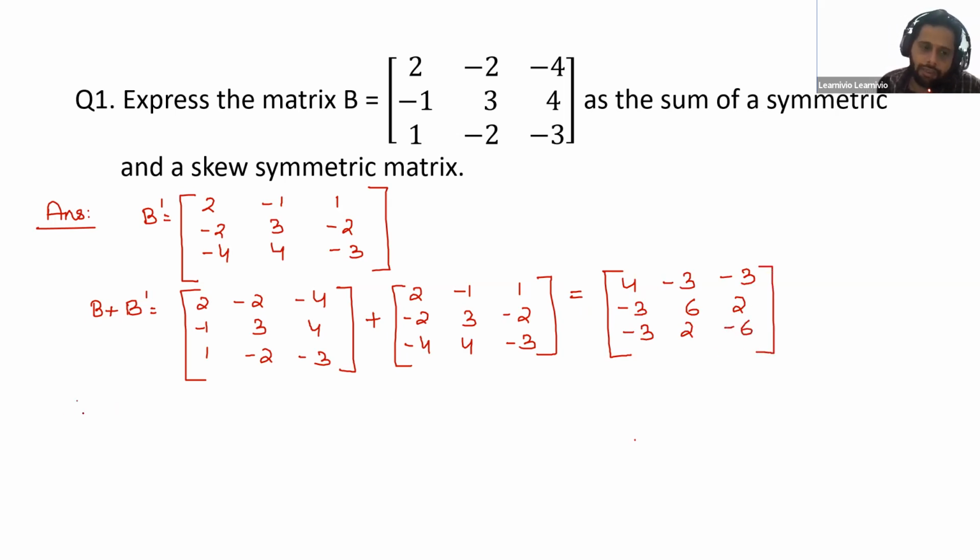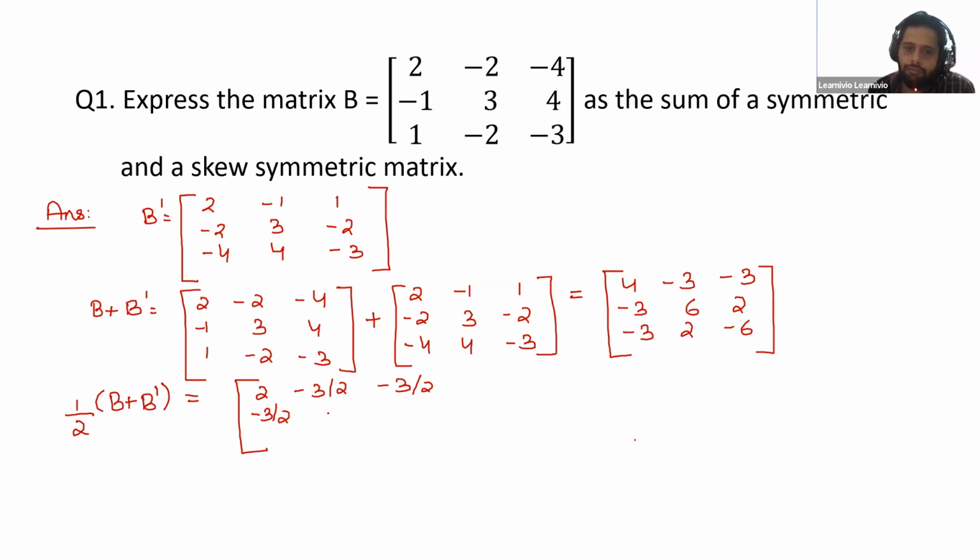Okay. Now we will divide this by 2, that is, B plus B transpose divided by 2. So here we will get 2. Here we get minus 3 by 2. Here we get minus 3 by 2. Here we get again minus 3 by 2. Here we get 3. Here we get 1. Here we get minus 3 by 2. Here we get 1. Here we get minus 3.